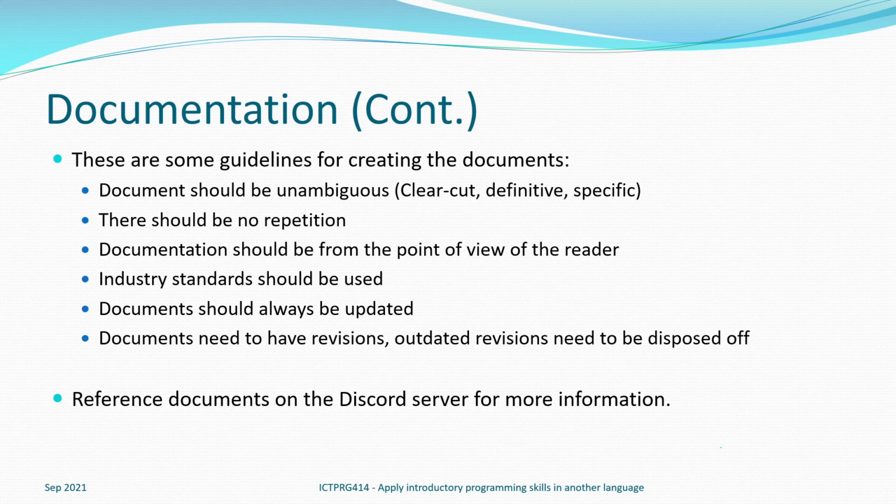So, some rules of thumb. The document should be unambiguous. In other words, clear-cut, definitive, and specific to the requirements. It shouldn't be a rambling exercise. It's not a novel. You're just documenting what's there, what it's doing, why it's doing it. You don't need to repeat yourself within the documentation. If you need to reference something that's already been clearly defined, then you just put a "refer to" statement in there. Don't keep repeating yourself.